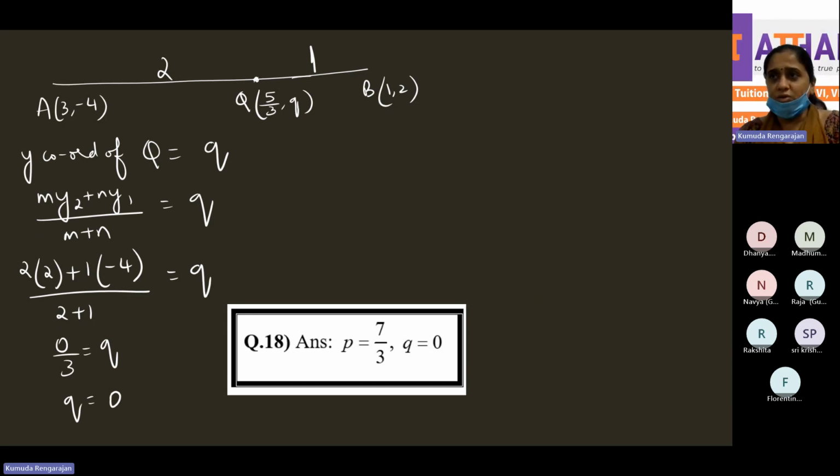Likewise, to find Q, in the line segment, show only that information which you're going to use in the formula. So you don't see P here. The ratio is 2:1, AQ, QB 2:1. And here you have to find the small letter q, which is the y coordinate of Q. The y coordinate of the point Q is small letter q. Then the formula m y2 plus n y1 by m plus n is equal to q.